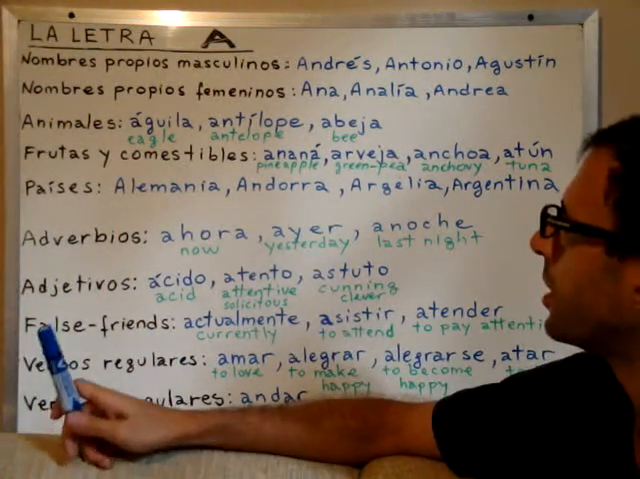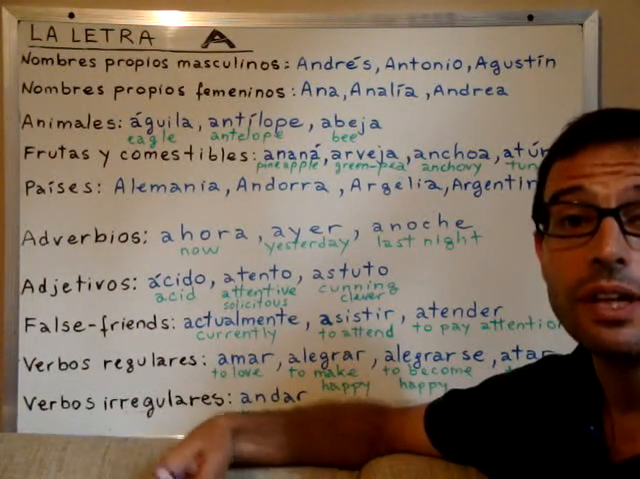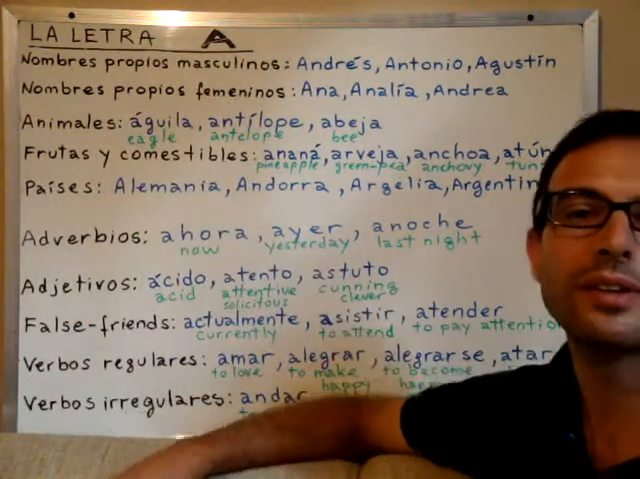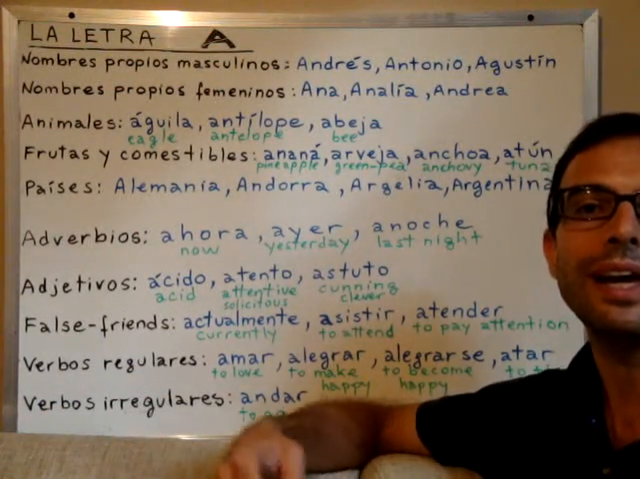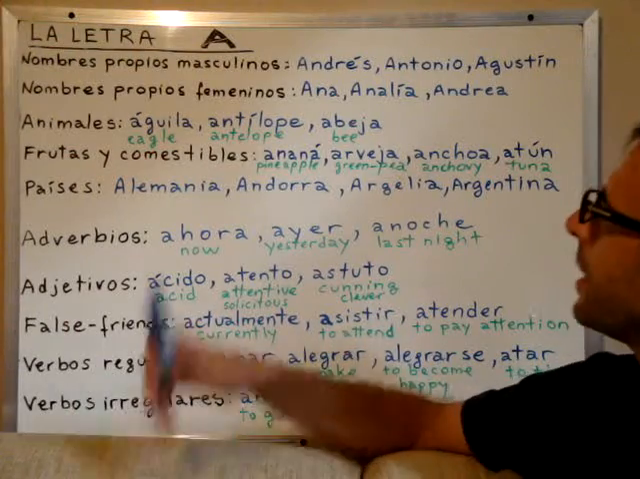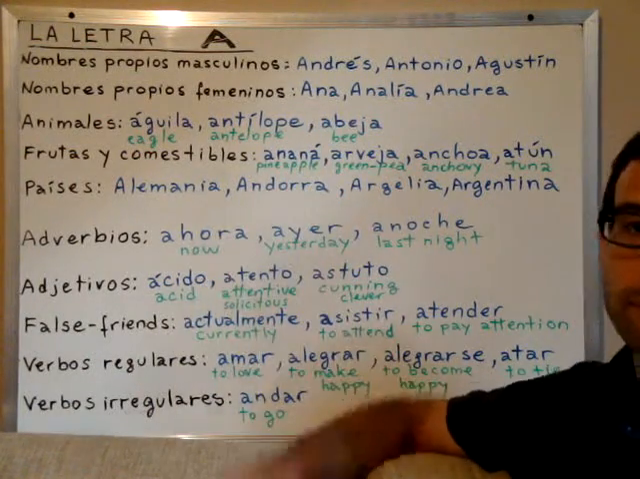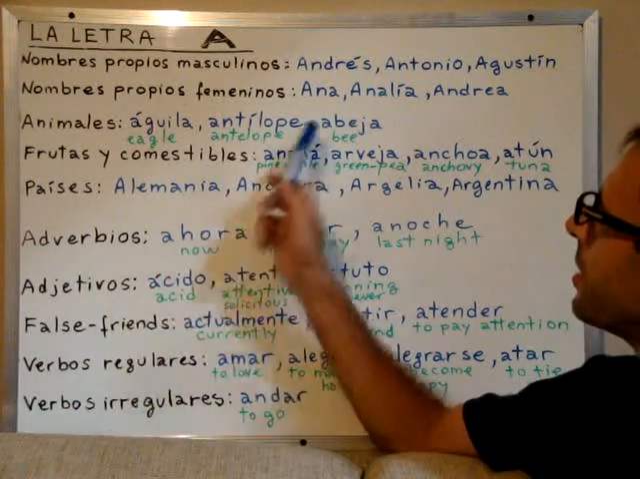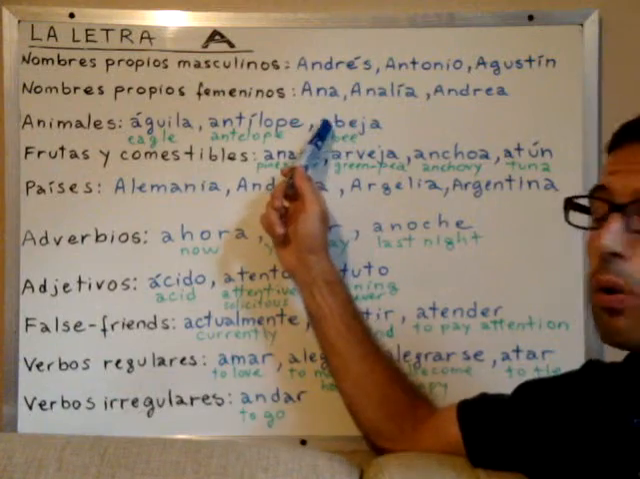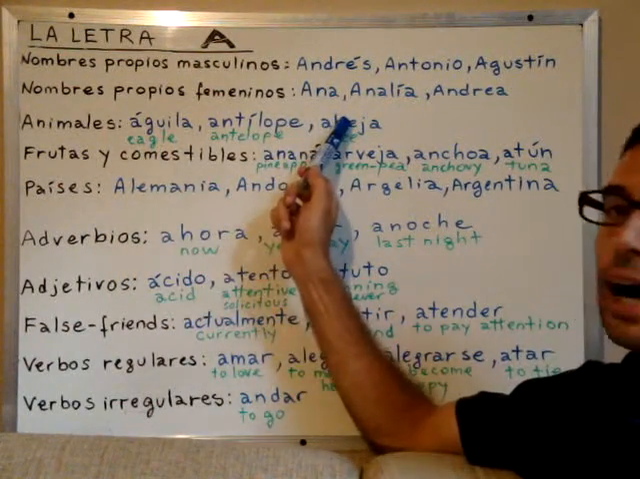For animals, or living creatures, right? We have águila. Águila means eagle. It's a feminine noun, so it should be la águila. But since it begins with A, la águila sounds awkward, so we say el águila, okay? Antílope, antílope for antelope. And abeja, abeja is a bee, right? La abeja, this is the bee, a feminine noun, la abeja. However, águila, because it begins with A, we say el águila. And abeja, although it begins with A, we say la abeja, right? Both are feminine, but we say el águila and la abeja.